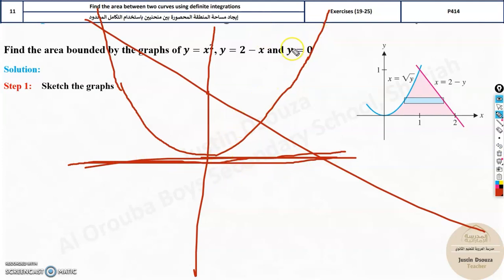Find the area from y equals 0. That means this would be the region, right? This is the enclosed region, not this one, because all the three must be considered. So over here, this is the region that will be formed. Okay, that is the basic understanding.